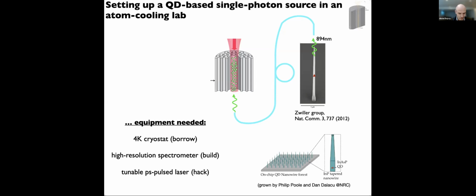And also a big shout out to Philip Poole and Dan Dalacu from NRC, who are the ones who grow these very nice quantum dots in the nanowires.